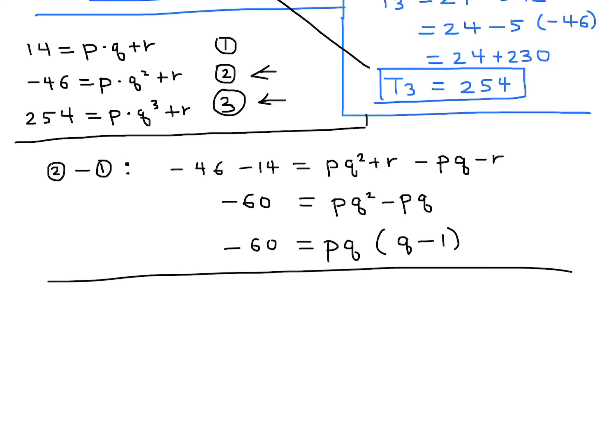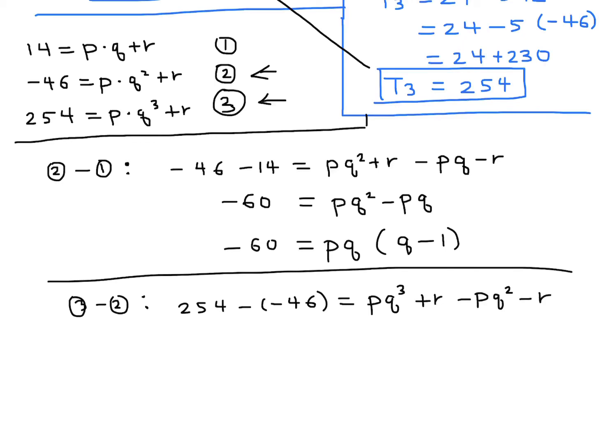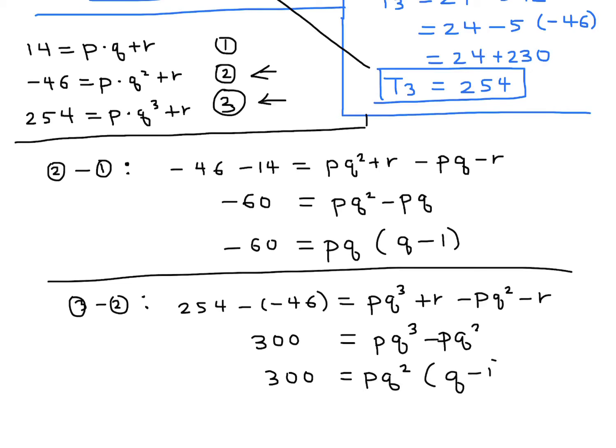And we can do something very similar with 3 minus 2. That would be beneficial. So we have 254 minus 46, and that would be PQ to the power of 3 plus R minus PQ squared minus R, like that. So this becomes 300, and the R's cancel. So that would be PQ to the power of 3 minus PQ squared. And in a very similar way, factor out PQ squared, and this would be Q minus 1.